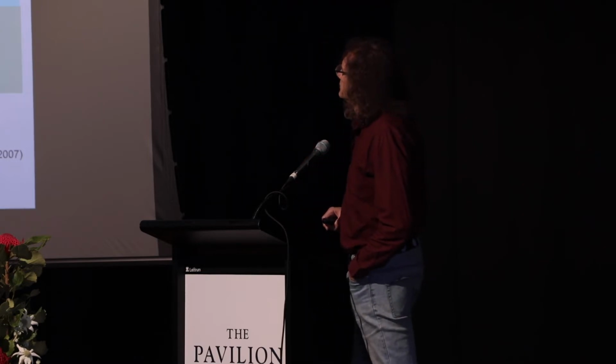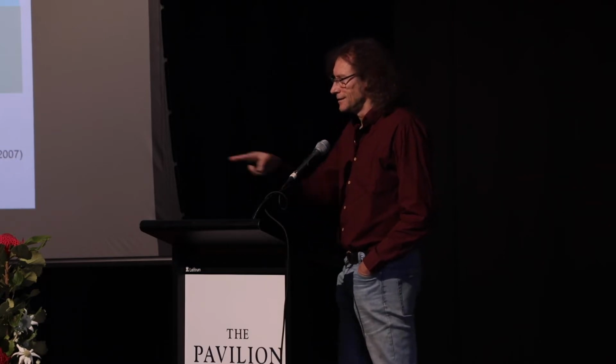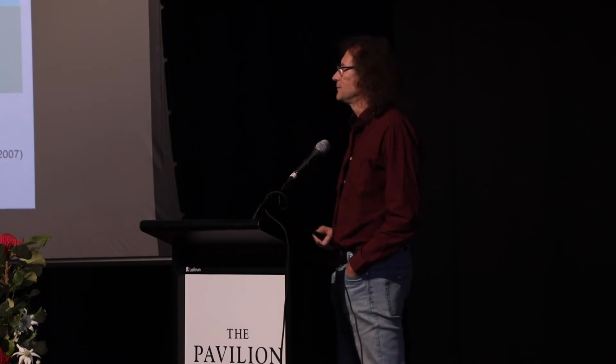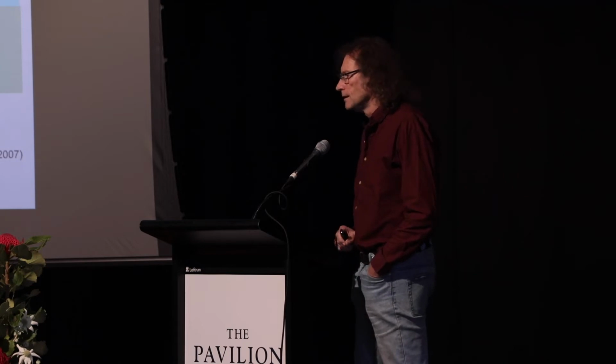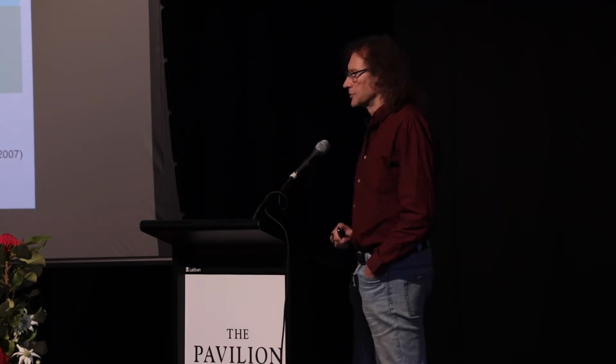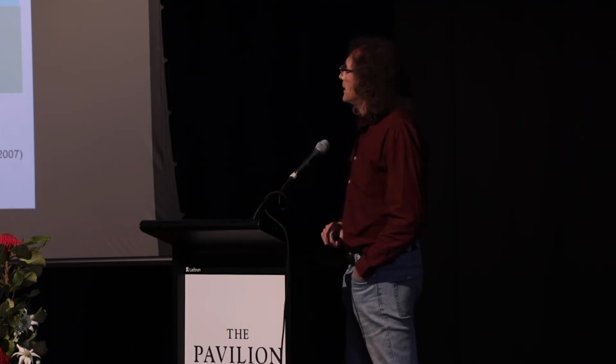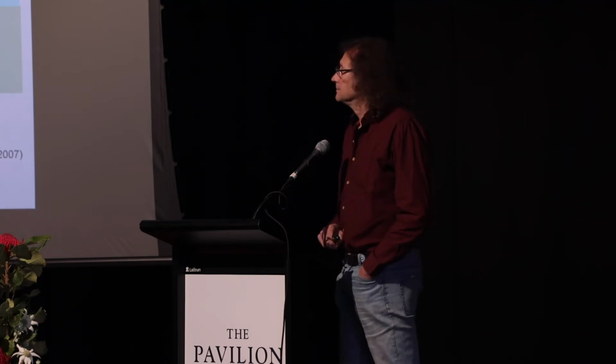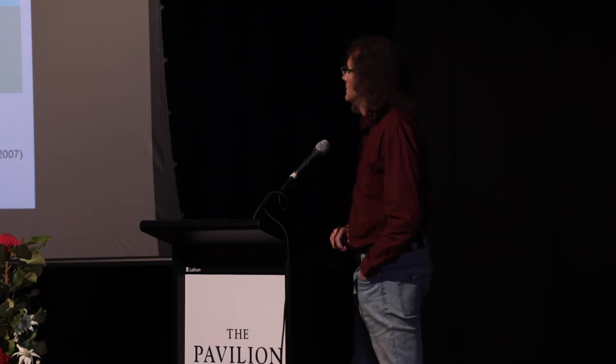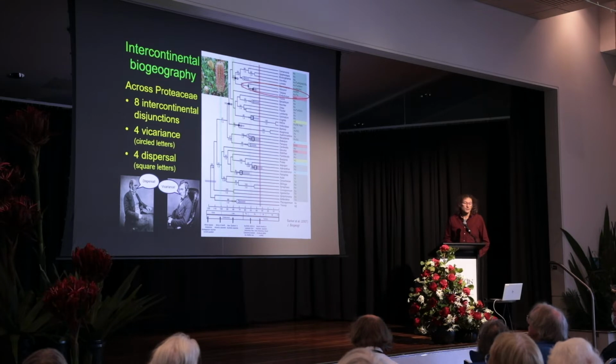One of the examples of a very nice vicariant relationship is this guy here, the Waratahs, which is part of a larger group called the Embothriinae, and they're distributed in New Caledonia as well as Australia and South America and so on. And that is a very nice fit for vicariance. The relationships match up very nicely with what we know about the geology.